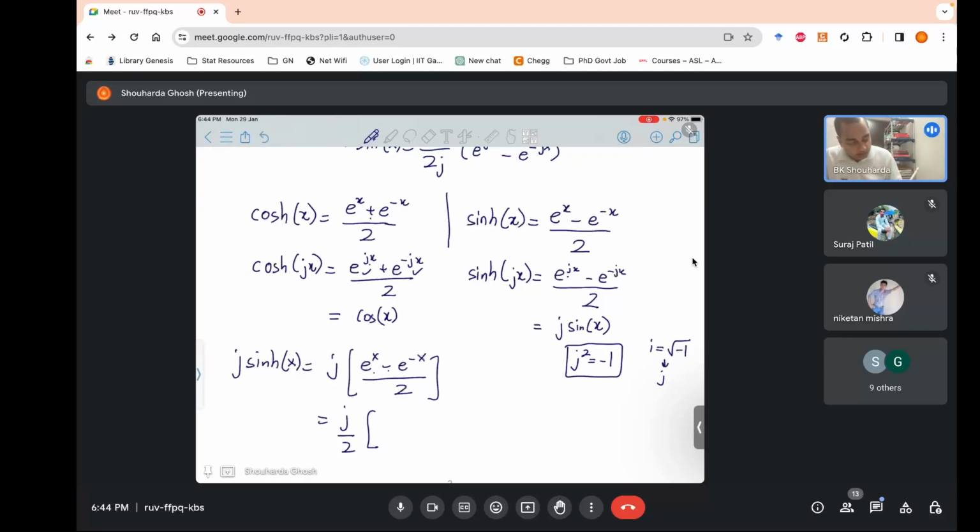So you need to bring j square equal to minus 1. So minus j square equal to 1. So what should we do over here? We have e to the power x. Plus it's positive, so we need to put minus. So e to the power minus of jx, minus of e to the power, that's minus 1, so j into jx.